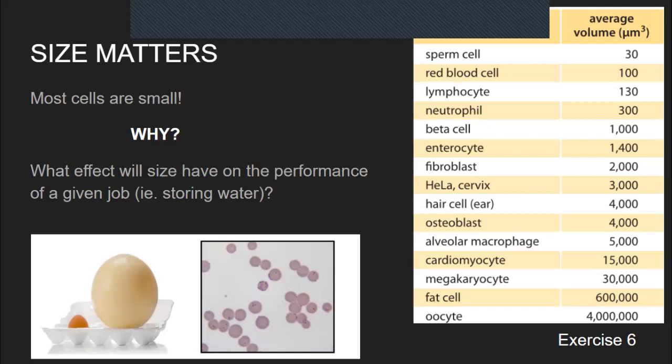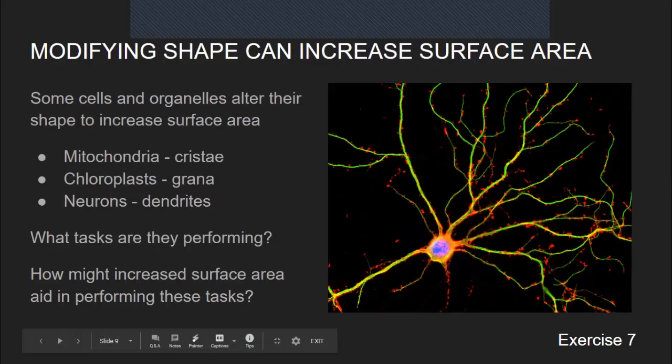The volume gets bigger faster than the surface area does. So you end up with more volume compared to your surface area. Then the last exercise of this unit looks at some of these specializations that I mentioned that help increase surface area in organelles that have jobs that require things moving across the surface of their membrane. You look at the mitochondria and chloroplasts and their specializations in this exercise.